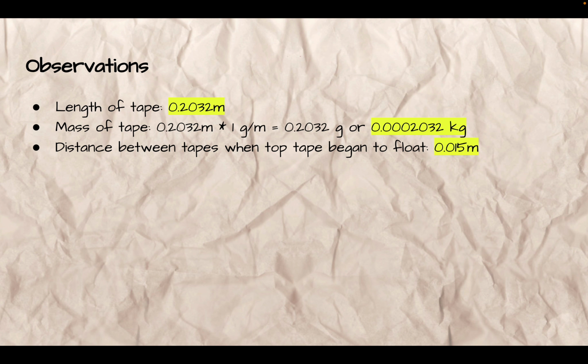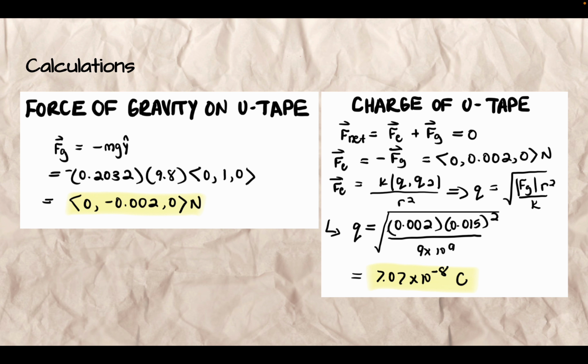For the observations of the lab, the length of the tape was given as 8 inches or 0.2032 meters. The mass of the tape was calculated to be 0.002032 kilograms, and the distance between the two tapes when the top tape began to float was 0.015 meters. The force of gravity on the top tape was calculated by using Fg equals negative mg times y hat, where y is the position vector, and we get that to be negative 0.002 newtons.